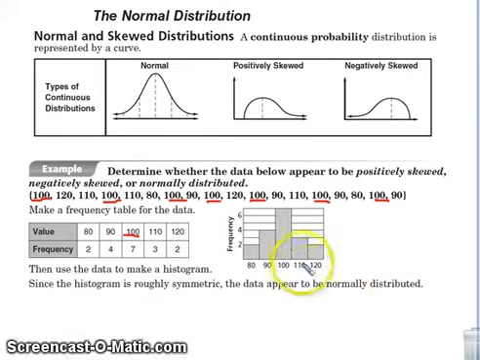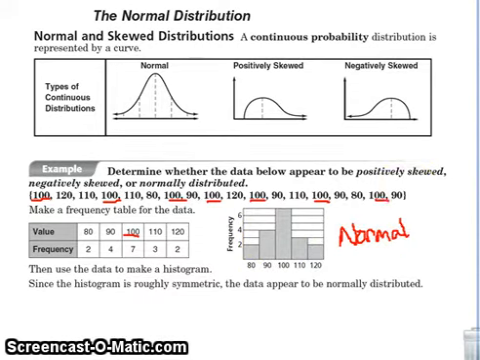And then to the left and the right, they are somewhat symmetrical. It's not perfect. And then one step down more, we actually have symmetry at 2 for 80 and 120. So this actually is going to be considered a normal distribution.